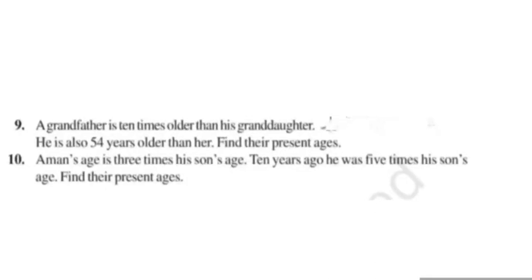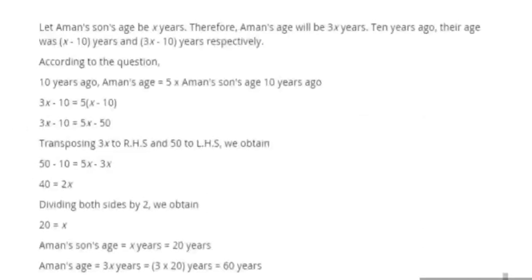Aman's age is 3 times his son's age. 10 years ago, he was 5 times his son's age. Find their present ages. So let Aman's son's age be x years. So Aman's age will be 3x because 3 times. So 10 years ago, means 10 years before, their ages were x minus 10 and 3x minus 10.